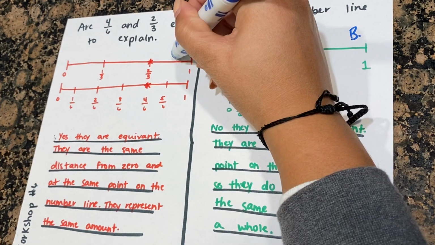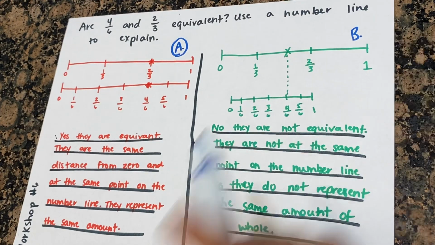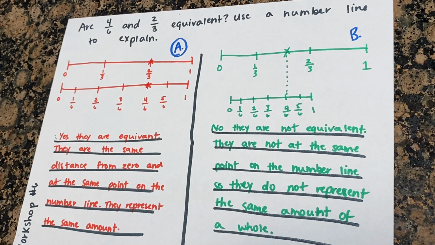You think student A is correct. So why is student B incorrect? What did they do wrong? Say it out loud.